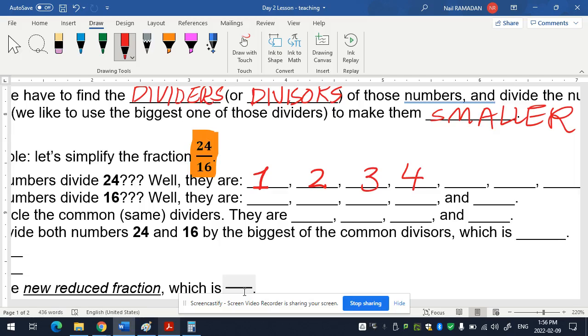Okay. So now, what's the trick to knowing that a number definitely divides by 5? One trick only. The number either has to end in what? 0 or 5. That's it. Think about it.